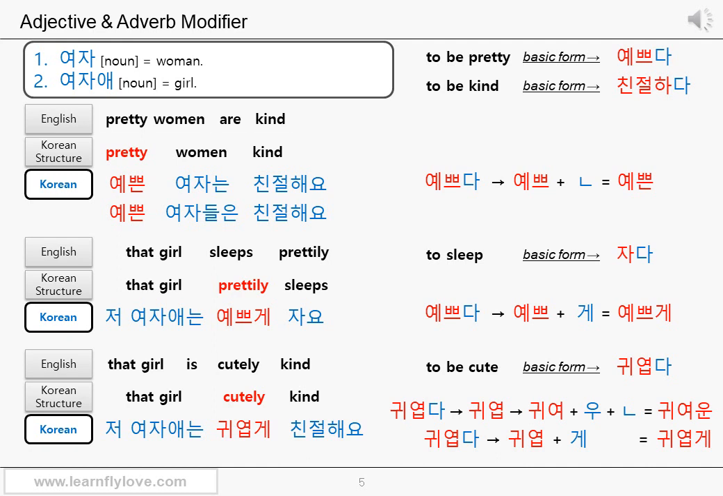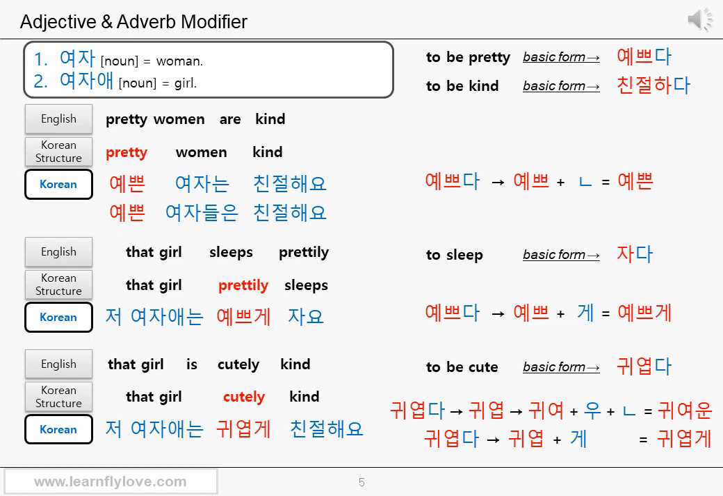Let's see the first sentence. Pretty women are kind. It's just an example, please don't get me wrong. Let's reposition the words. Pretty women is a subject and kind is an adjective predicate. Pretty itself is an adjective modifier. It should be positioned right before the noun women, which is modified in Korean too, as it is in English. So, it's just pretty women, kind. It's just a simple sentence.